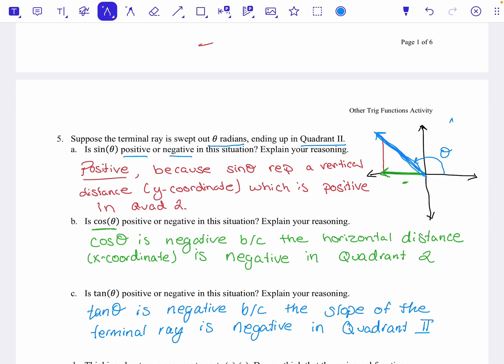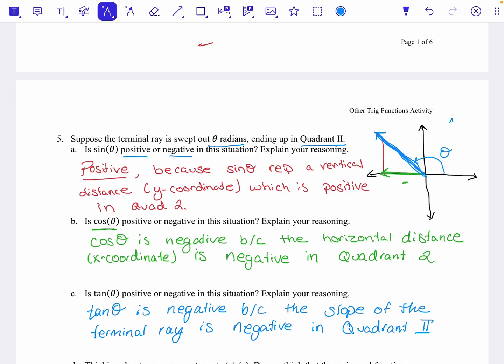Some people might also argue, well, tangent of theta is equal to sine divided by cosine. And since our sine value is positive and our cosine value is negative, a positive number divided by a negative number would result in a negative number. So that would be another approach for justifying why tangent is negative in this case. But here we're going to get to the real reason we're thinking about this.